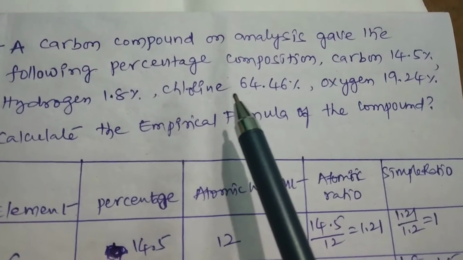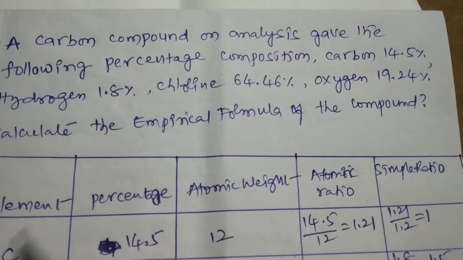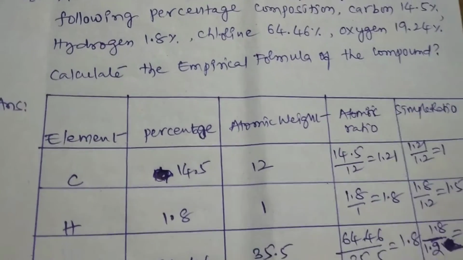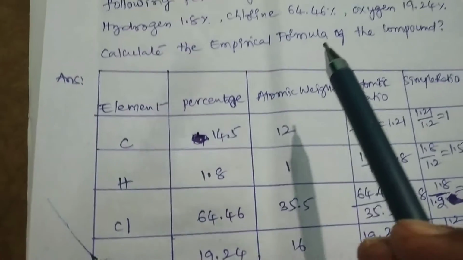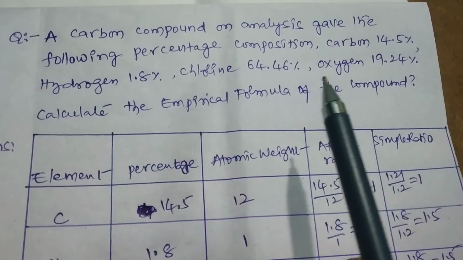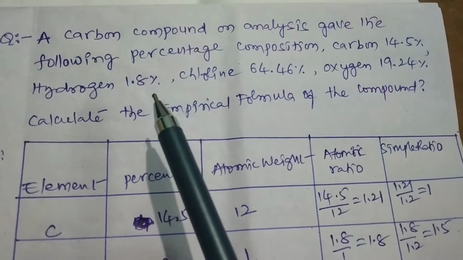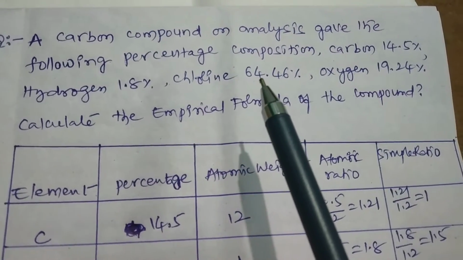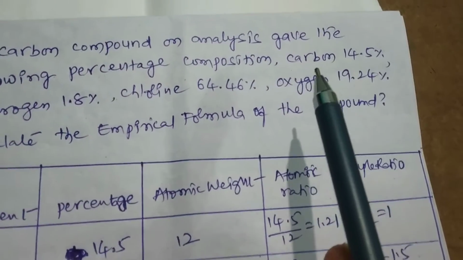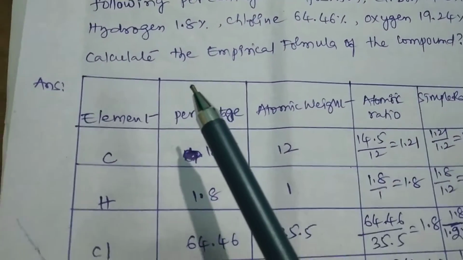In the given question, four elements are present: carbon, hydrogen, chlorine and oxygen, with the given composition. We need to calculate the empirical formula. First, identify the elements: carbon, hydrogen, chlorine and oxygen. The atomic weights are: hydrogen 1, chlorine 35.5, oxygen 16, and carbon 12. We know that. So we make a table.